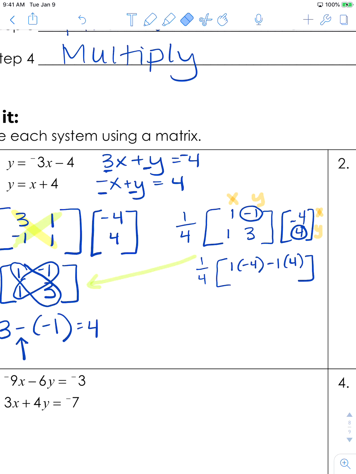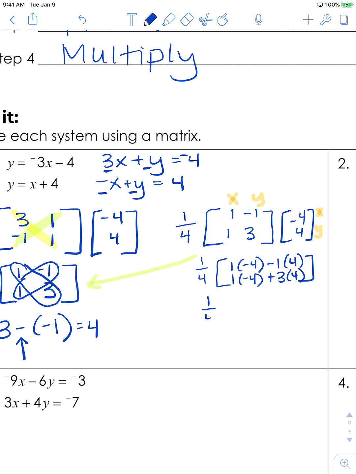Okay, so basically you're taking the first number and multiplying it by the top number in the vector, and then the second number is being multiplied by the bottom number in the vector. So down here, 1 minus negative 4 again, times negative 4 again, and this time we have a positive 3 times that 4.